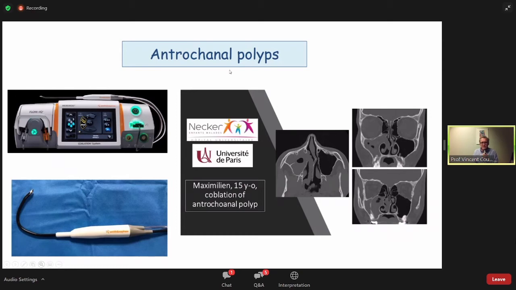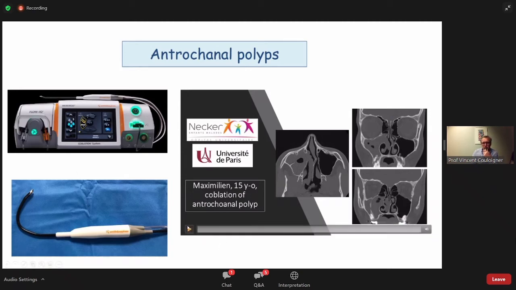So for instance, antrochoanal polyps. All these procedures are done with a HALO shaft and the ReFlex Ultra controller. And as I told you, it's useful because you can bend it up to 90 degrees. It's very solid, so you can use it for a long period of time without any problem. And it's rather also precise, and the potency is also high.